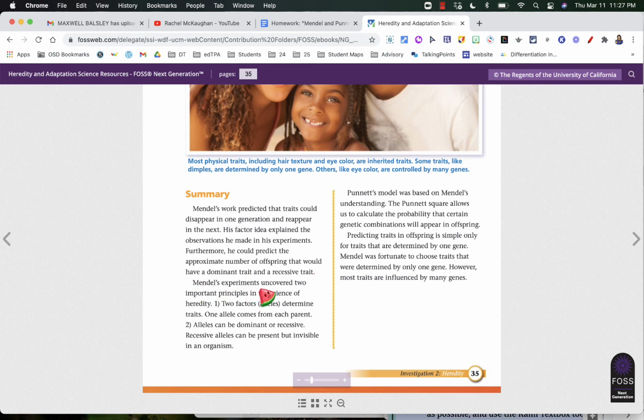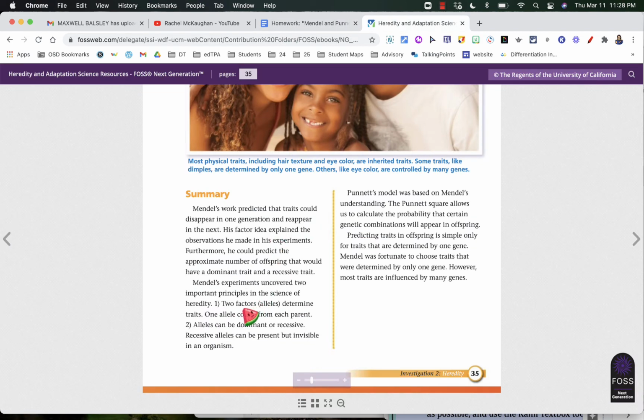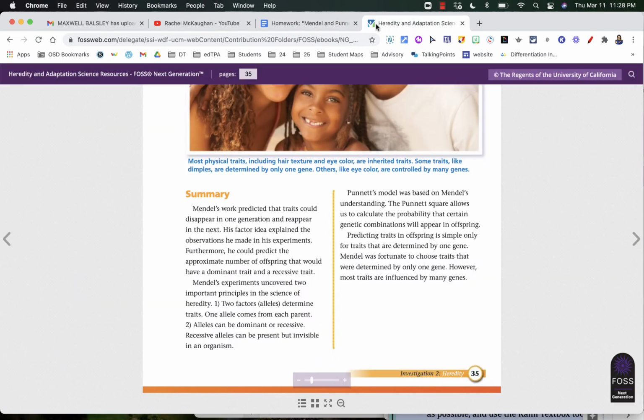Mendel's experiments uncovered 2 important principles in the science of heredity. Summarize the 2 important principles in heredity. Number 1. 2 factors, we call them alleles, determine traits. 1 allele comes from each factor. Alleles can be dominant or recessive. Recessive alleles can be present but invisible in an organism.